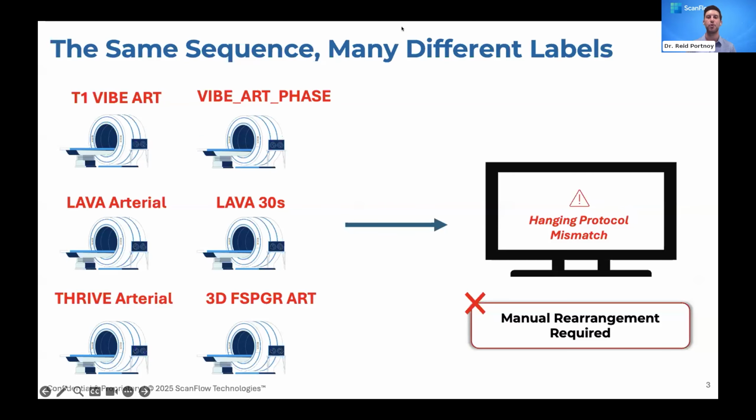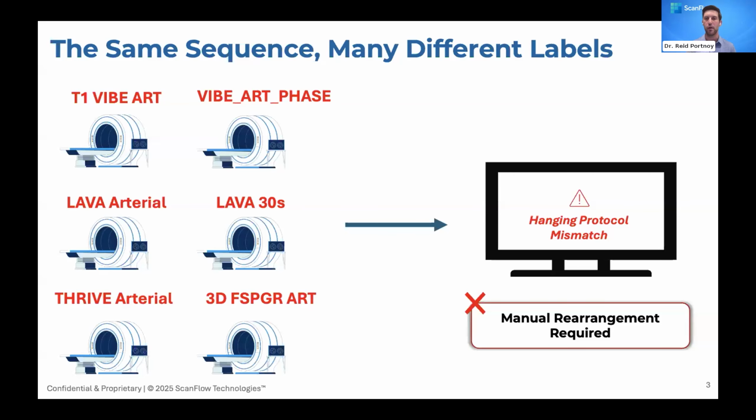But why do these hanging protocols break? And the main reason is that the same sequence has many different labels. You have T1 vibe arterial, you have vibe art phase, you have lava arterial, and you have lava 30 seconds. All of these sequences are named differently, but they are actually the same sequence, a post-contrast arterial phase.